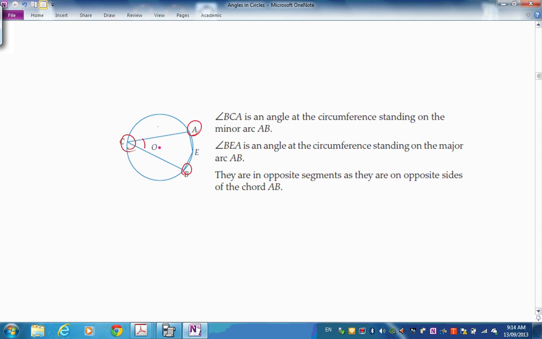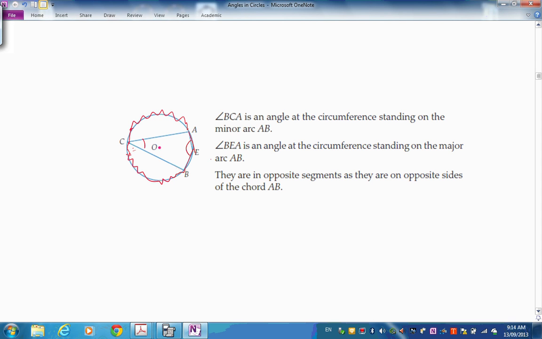That's that angle. And that is subtended by arc AB here, or it's standing on minor arc AB. What's BEA? We better rub this out because BEA is this little dude in here. BEA. That's an obtuse angle. It's at the circumference and it's standing on the major arc AB. AB is this arc right around there, the major arc.